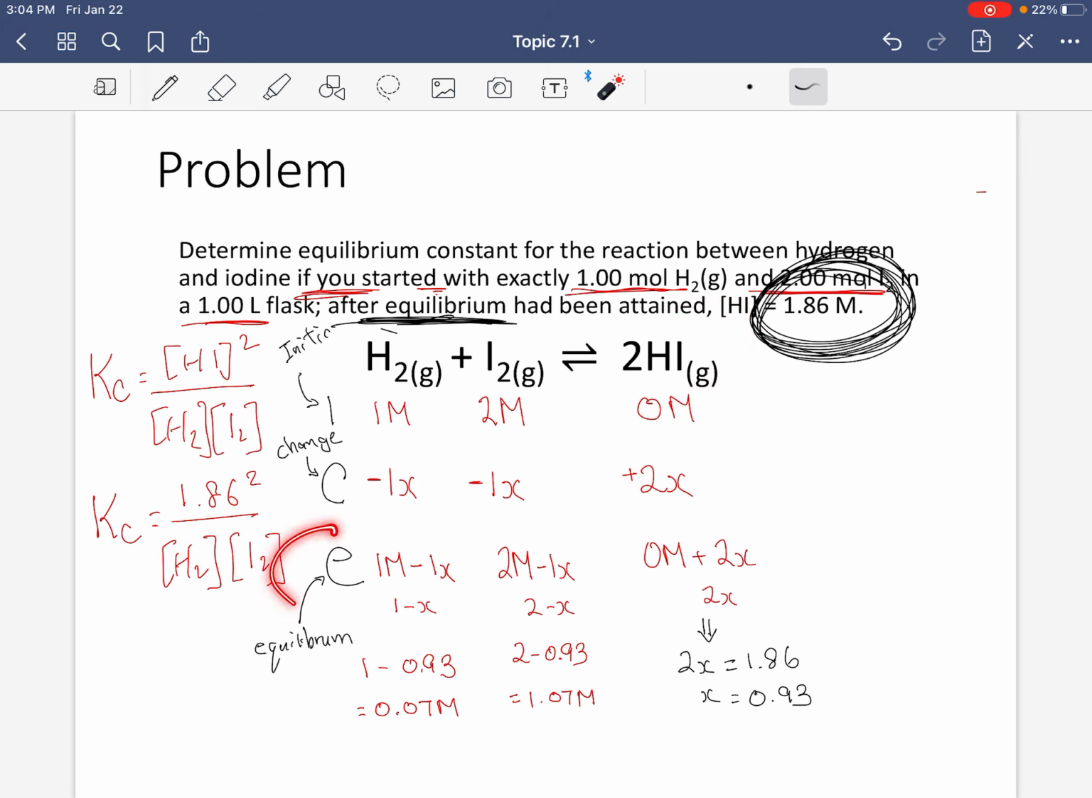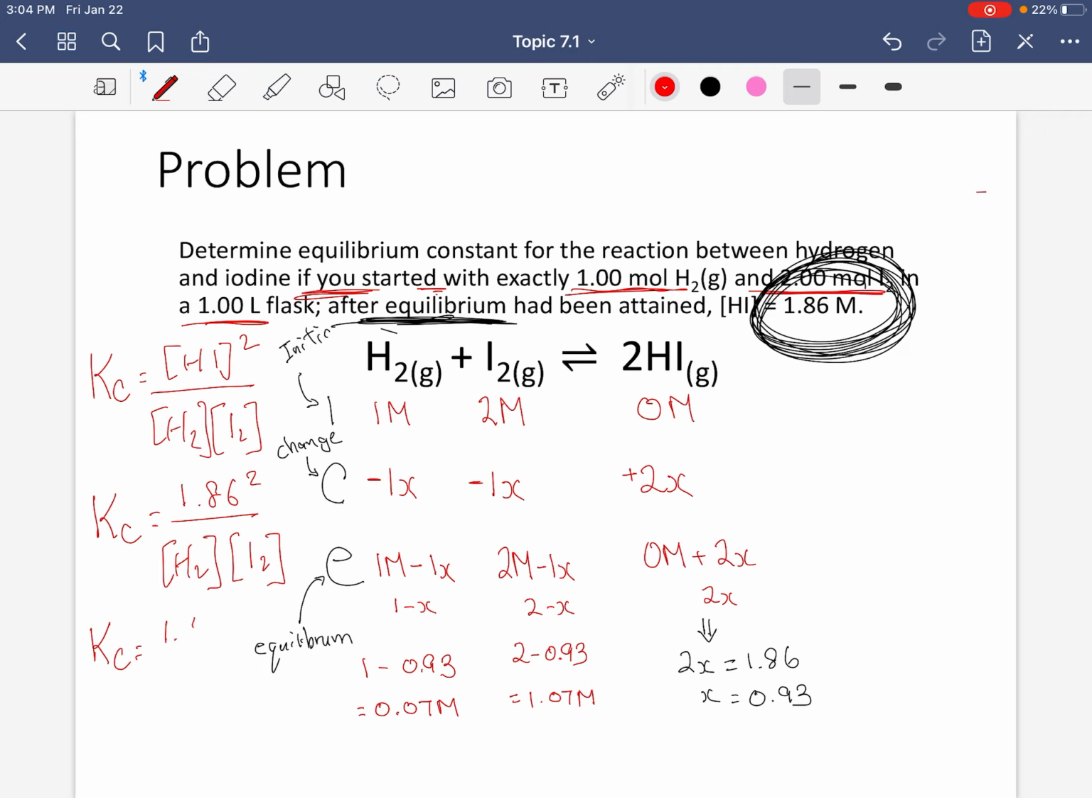Well, at equilibrium, yes, you went from 1 to 0.207. You went from 2 to 1.07. You went from nothing to 0.93. This right now is the concentration at equilibrium based on what this question is telling me. So what is the equilibrium constant?